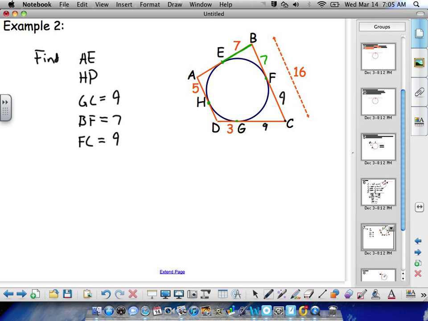Now let's look at DG. DG is 3. So using the property that segments from a common exterior point that are tangent to the circle are congruent, HD must equal 3. And finally, since AH is 5, AE must be 5.